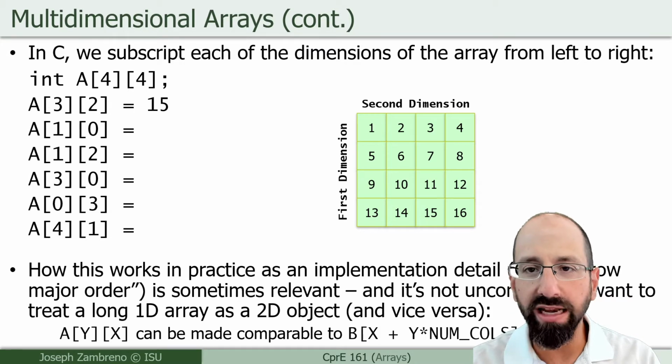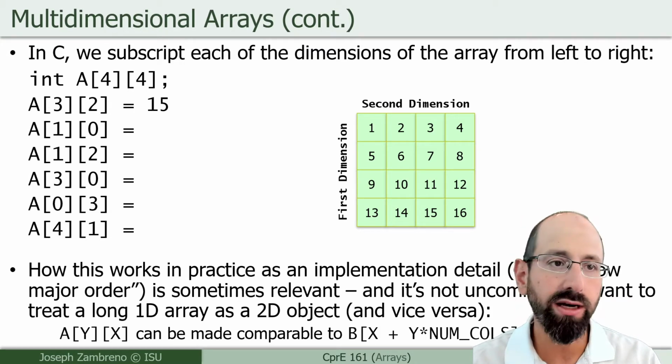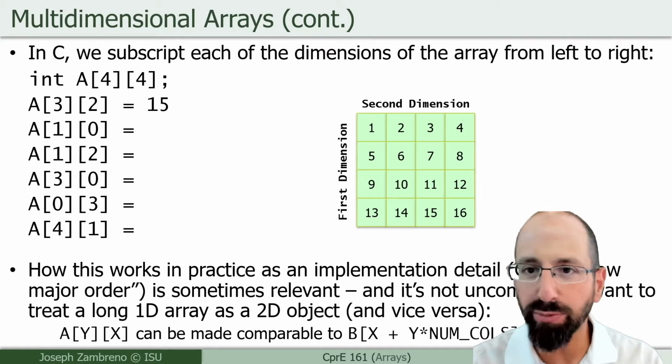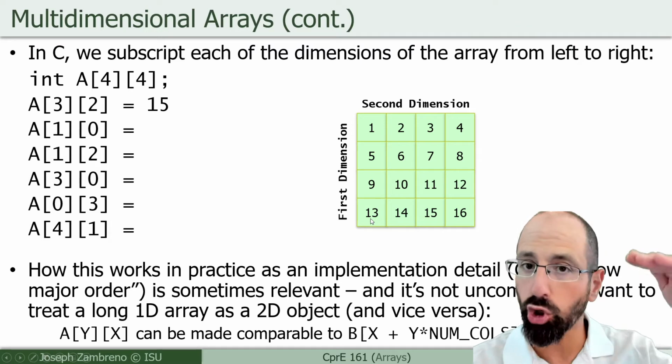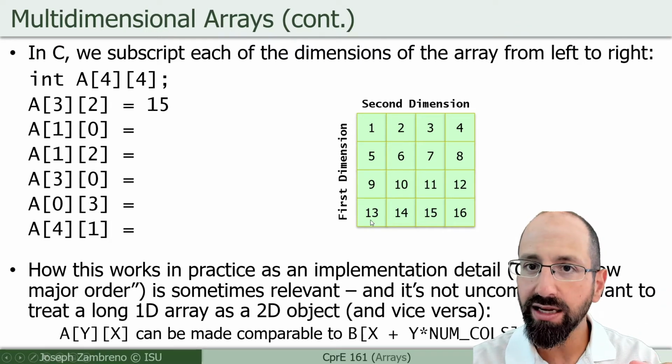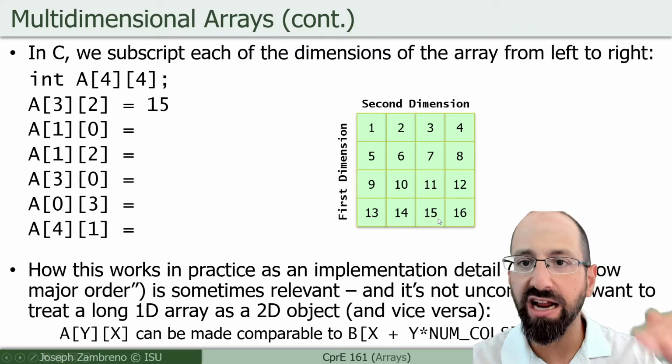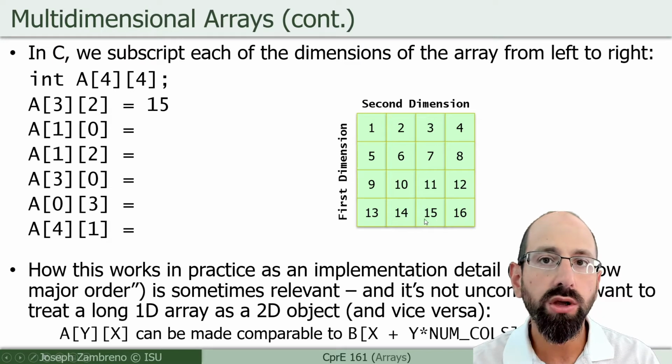There's no really good way in English to say that, but A of 3, 2, or A[3][2], or A sub 3, sub 2, or something is all perfectly valid. 0, 1, 2, 3 for that first dimension, our row of our matrix. 0, 1, 2 for our column, that would be element 15.